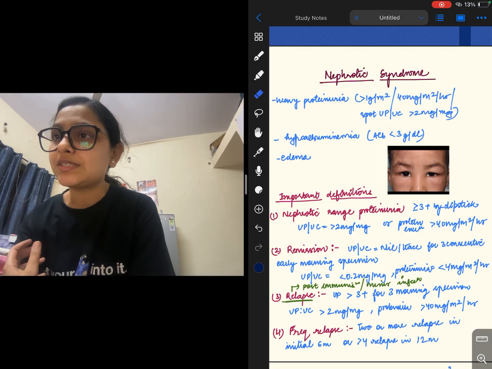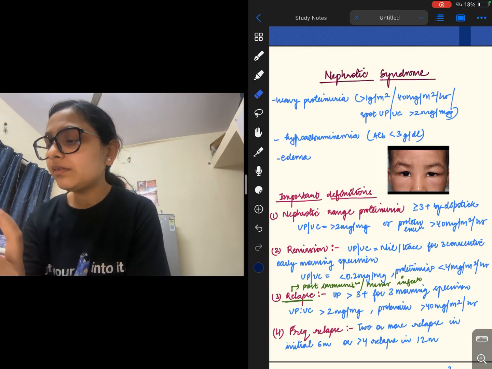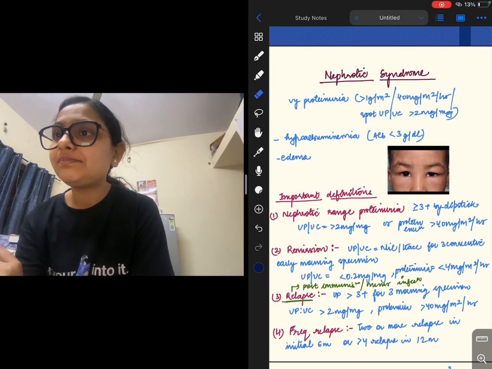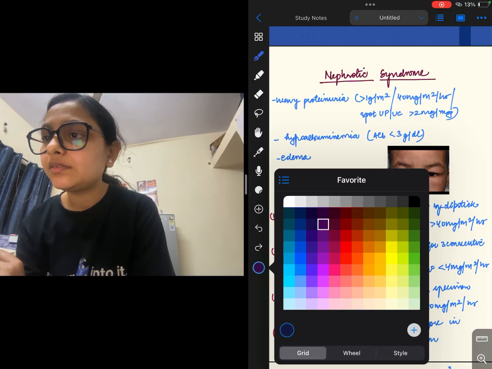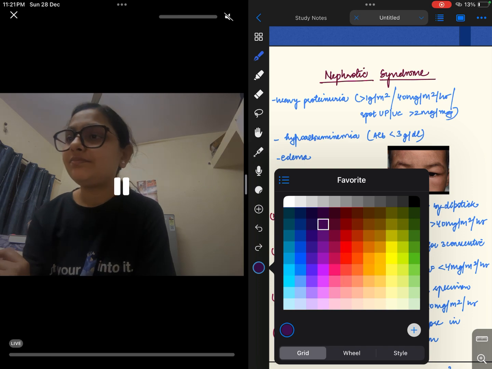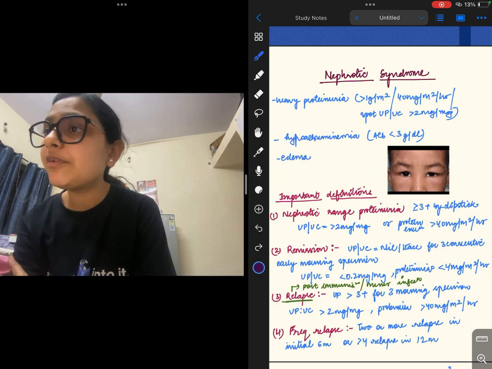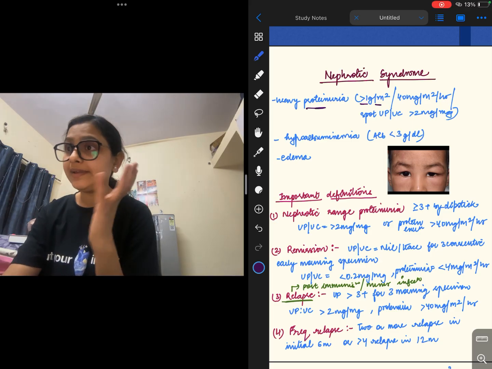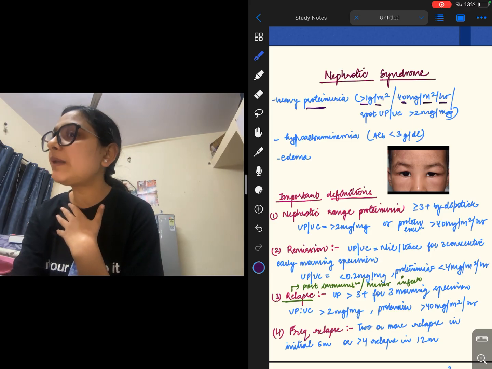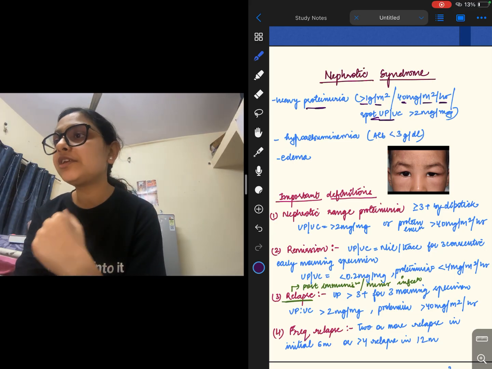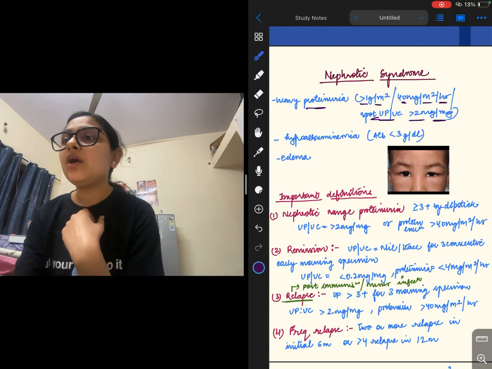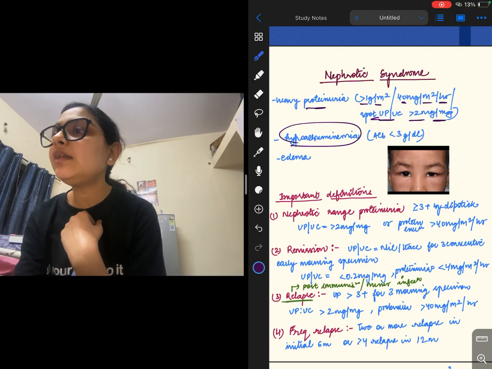Nephrotic syndrome has three features. See, first is heavy proteinuria, which is characterized by more than 1 gram per meter square per day, or more than 40 mg per meter square per hour proteinuria, or spot UPUC. UPUC is urine protein to creatinine ratio, which is more than 2 mg per mg. Then second is hypoalbuminemia, that is albumin less than 3 gram per deciliter, and edema.